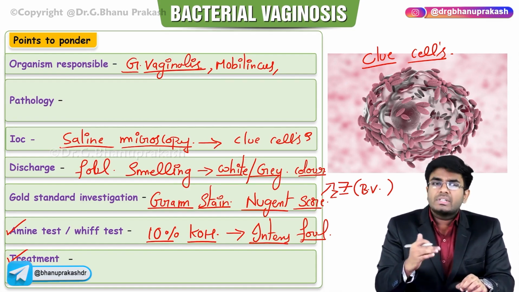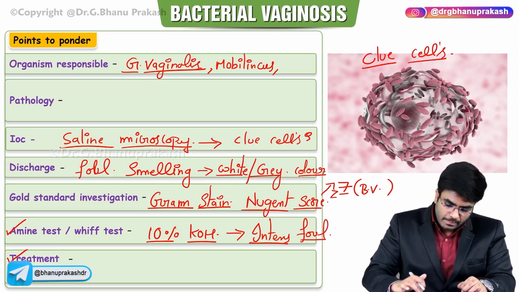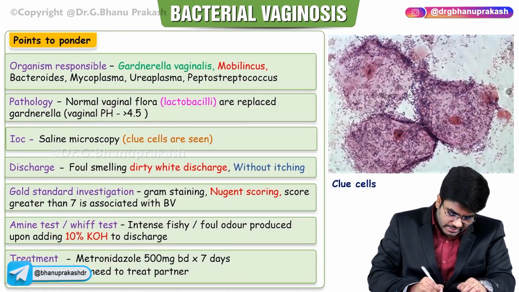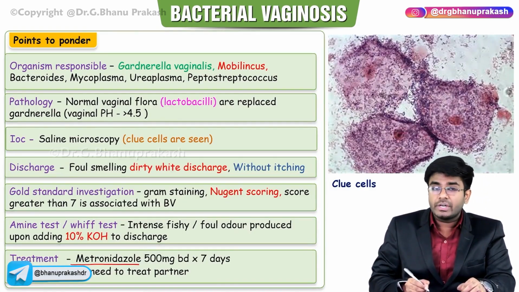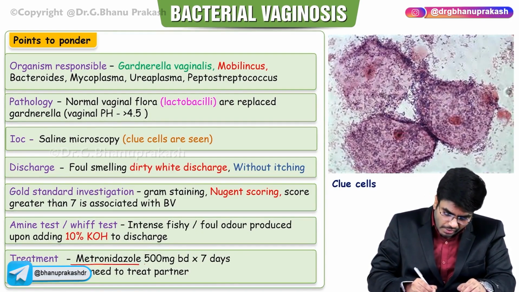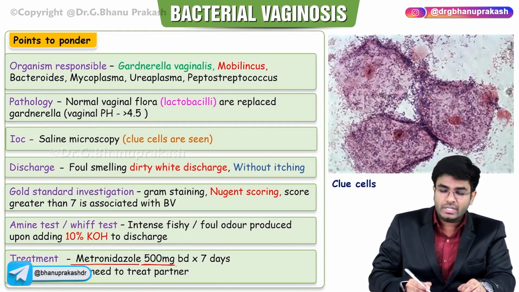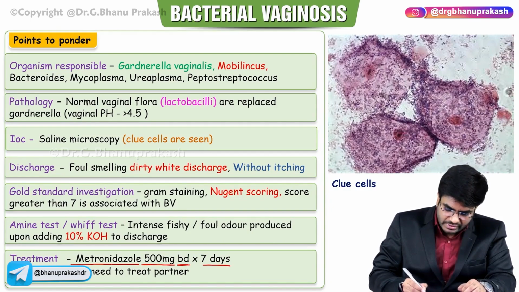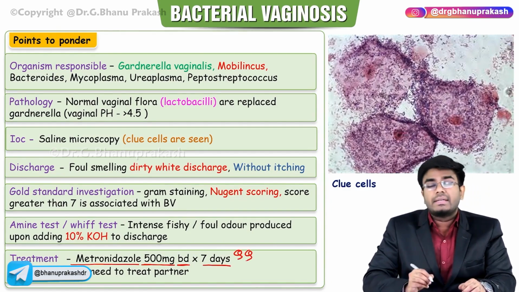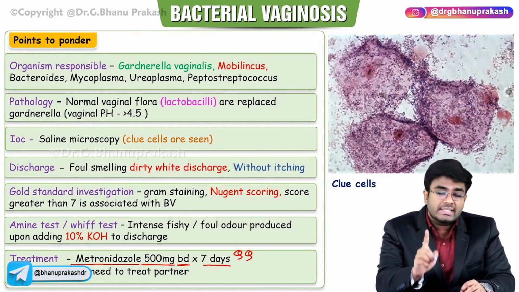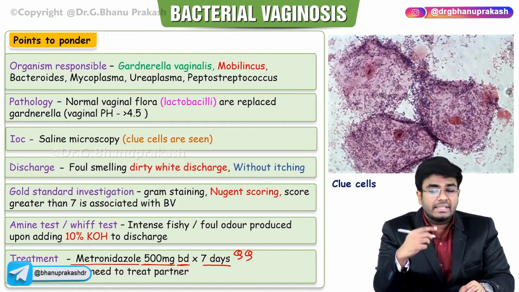So what about the treatment? The treatment is metronidazole. Please concentrate, guys. The treatment for this condition is metronidazole. How much do we have to give? We give 500 milligrams of metronidazole 2 times a day for 7 days. This is the treatment for bacterial vaginosis. As I have already said, it is not a sexually transmitted disease.